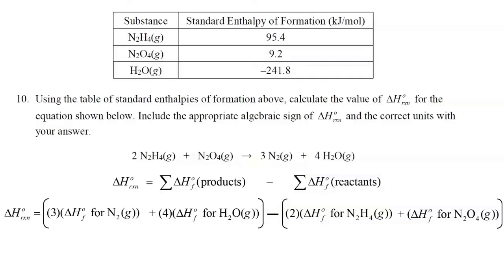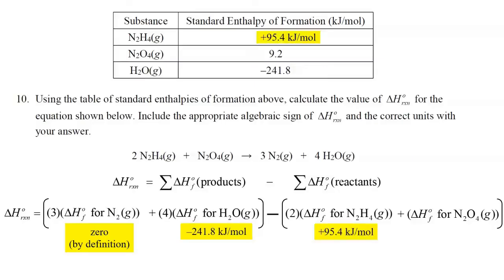So now I can plug in all of the information from the table and then do the math to calculate the delta H overall for this reaction. So starting with the nitrogen gas, that's going to be 0 by definition, which is why it's not listed in the table. For water vapor, it's listed as negative 241.8 kilojoules per mole. For N2H4, it's listed as 95.4 kilojoules per mole. And then for N2O4, it's listed as 9.2 kilojoules per mole.